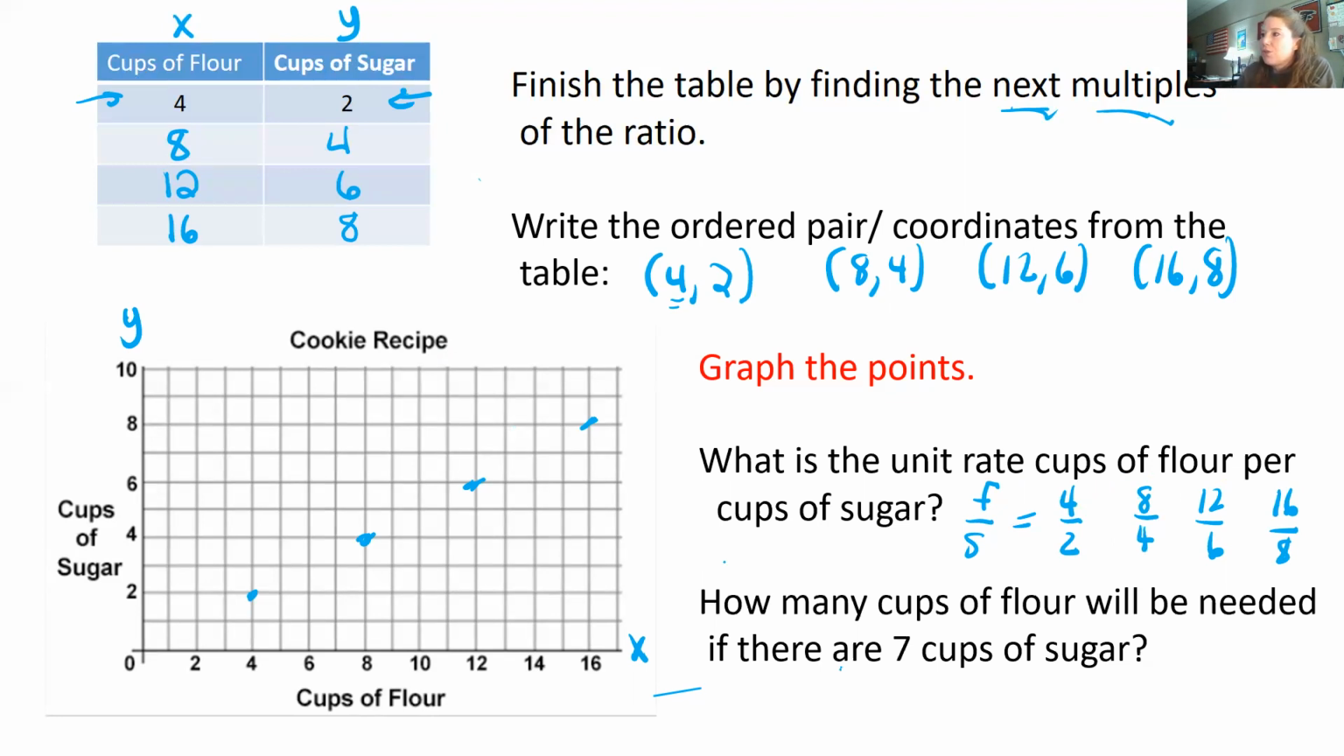So it's 2 what? You've got to put the words in order. 2 cups of flour per 1 cup of sugar. So you've got to keep the words in the same order. So what's the unit rate? It's 2 cups of flour for every cup of sugar. That's for 1. Unit rate means for 1. Okay? So 2 cups of flour for every cup of sugar.